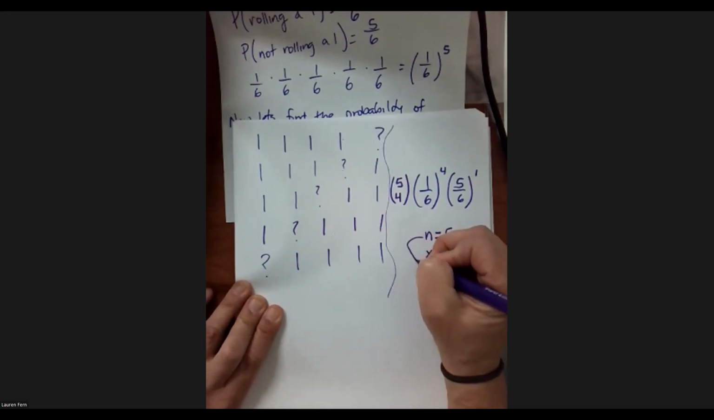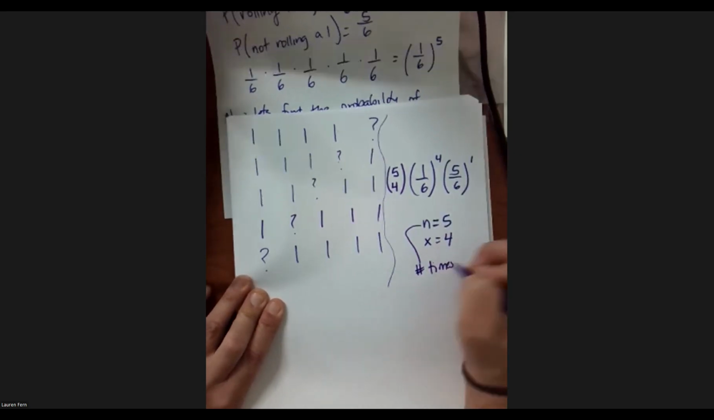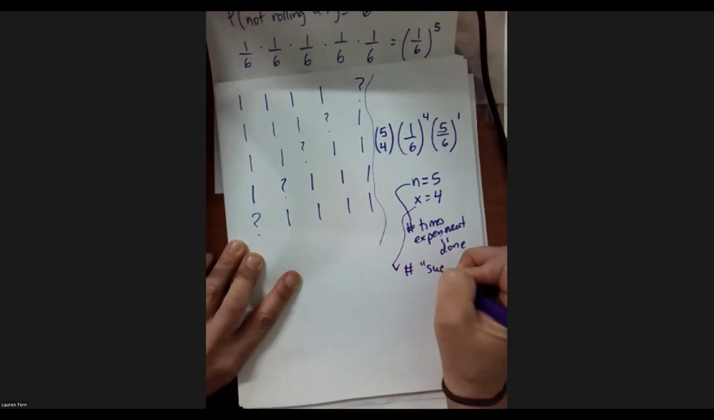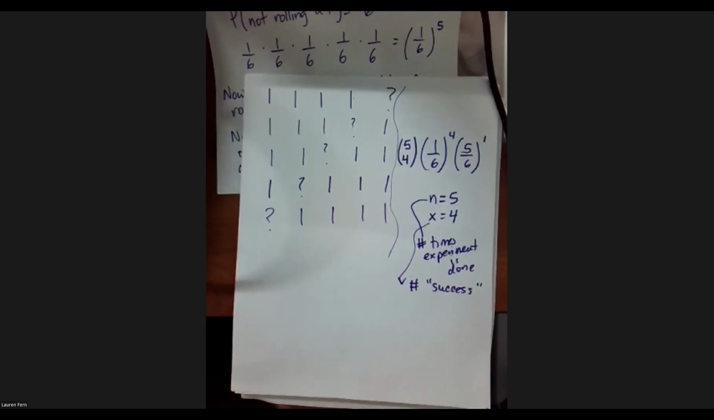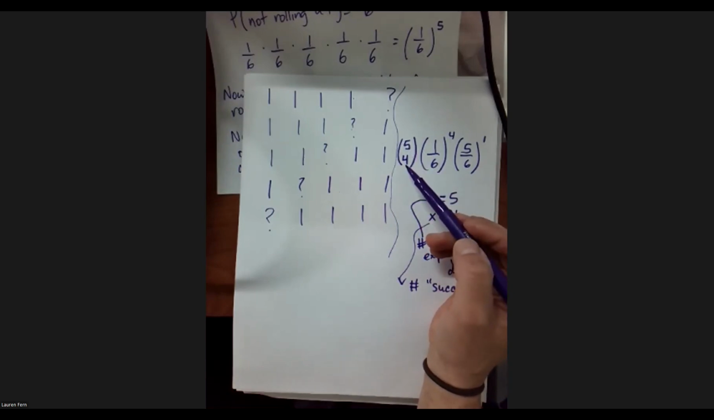Okay, so your n value is the number of times the experiment is done. And this x value is the number of quote unquote successes we want. And we're defining a success to be rolling a one. So this is the last of the combinations that you're going to be seeing. And I claim if you compute 5 choose 4, you're going to get 5. I promise you.